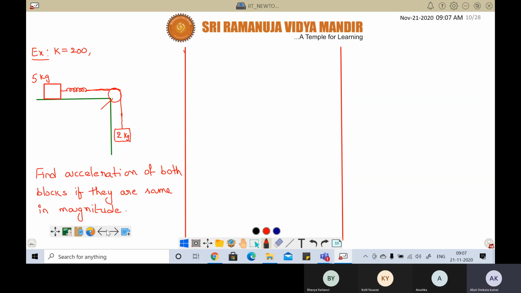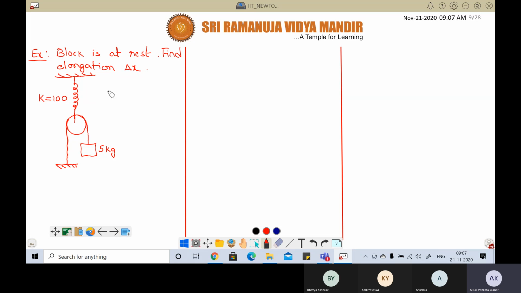So next problem. Can you do this as homework? There is a ceiling like this. To this ceiling, there is a spring of spring constant 100, and the other end of the spring is connected to a pulley, and on the pulley there is a string like this, to which a 5 kg block is connected. Now the block is at rest. Finally, what will happen? The spring will elongate or compress due to the weight of the block. What will happen?